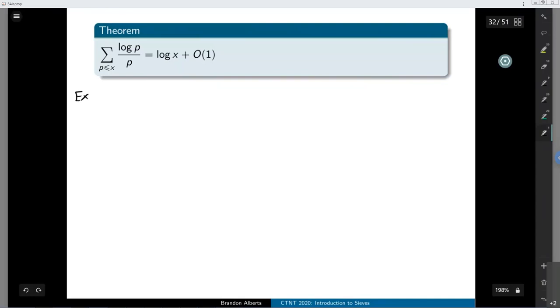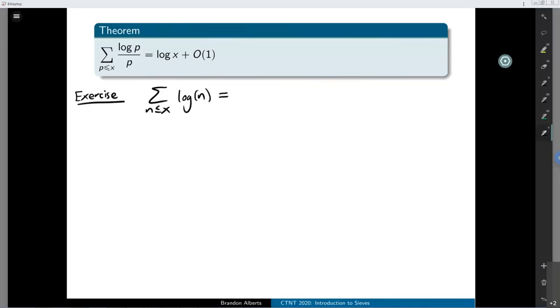So I don't know why I didn't write this out on the slide beforehand, but we're also going to start this with an exercise. This exercise was already in the Abel summation section of the problem set, but I put it in again at the prime numbers section of the problem set because we're going to use it right here.